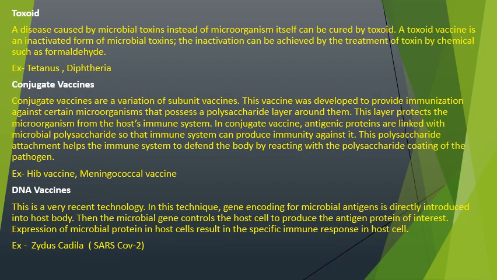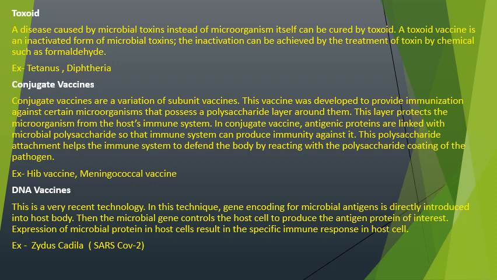Another sort of vaccines are known as toxoid. A disease caused by microbial toxins, instead of a microorganism itself, can be cured by toxoid. A toxoid vaccine is an inactive form of microbial toxins. The inactivation can be achieved by treatment of the toxin with chemicals such as formaldehyde. Examples of such vaccines are tetanus and diphtheria. Diphtheria is again a respiratory disease which is caused by a bacteria named Corynebacterium diphtheriae.